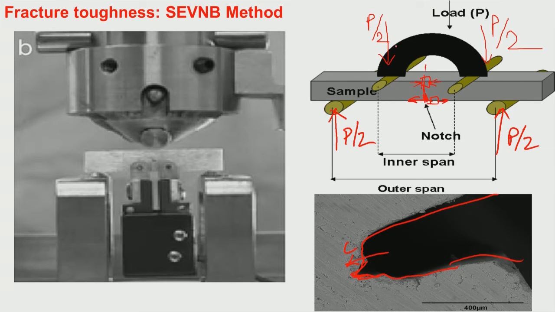So, if you know the load at which this entire sample fractures, and if you know the total crack length of this V-notch, then you can essentially calculate the fracture toughness. This fracture toughness essentially means the resistance towards crack propagation.